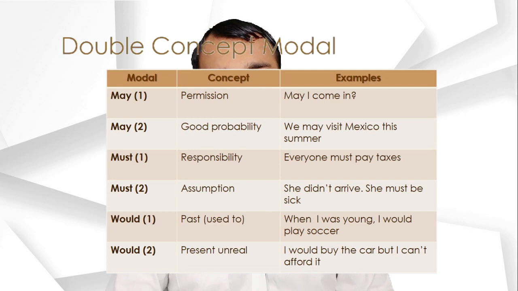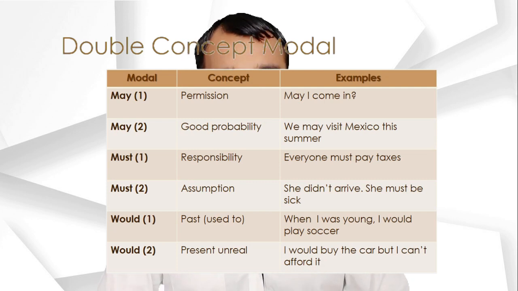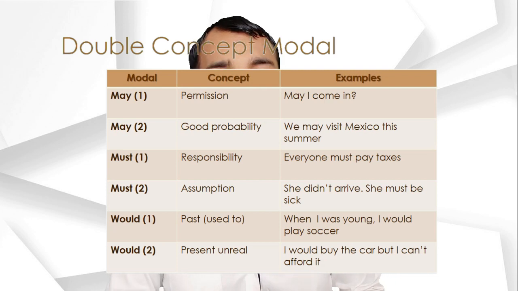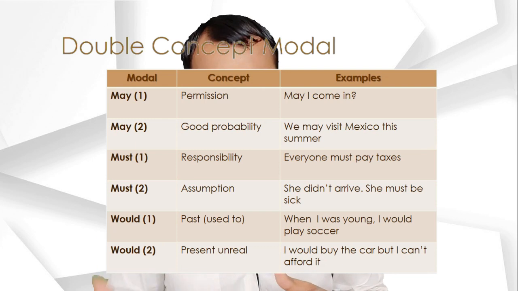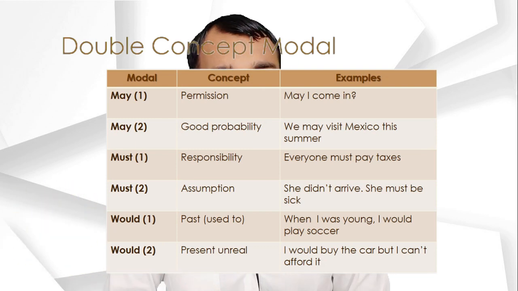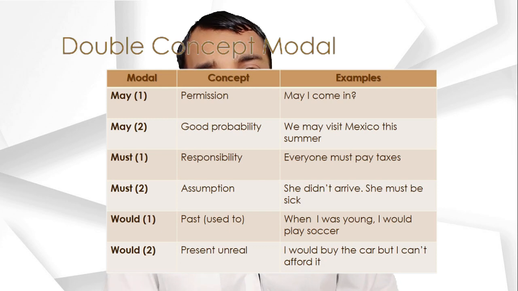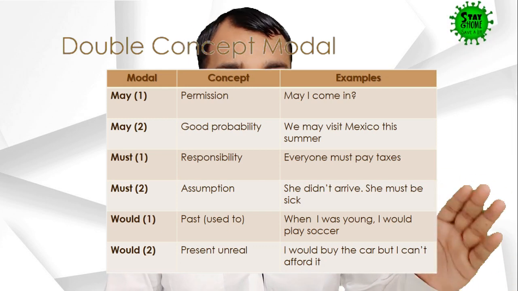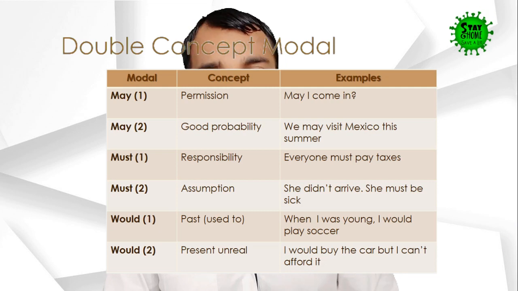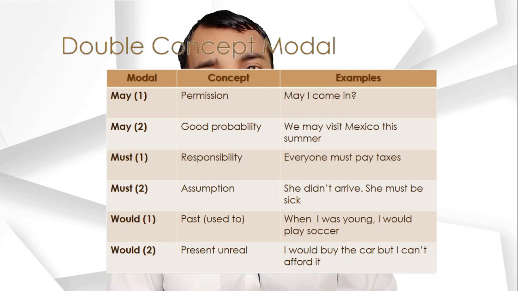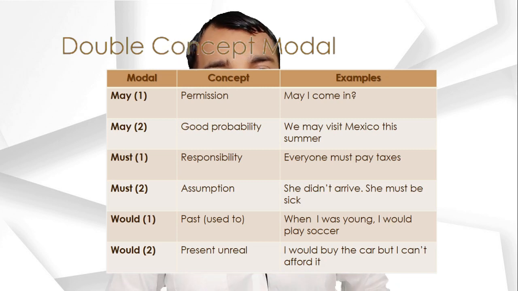And the first meaning of the modal would is in the past, used to. The meaning is past. When I was young, I would play soccer. So it expresses the past habit. I would play soccer. We have already learned this when we were changing into reported speech: we change will into would, into past form. So to express a past habit, we use that one.